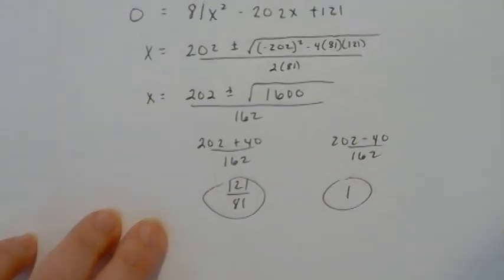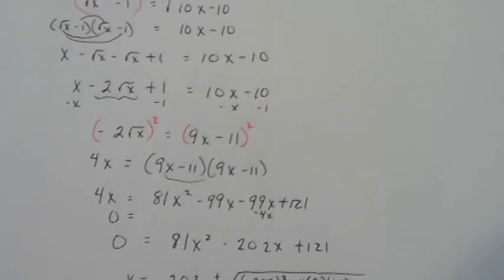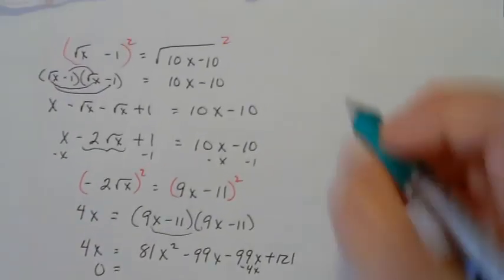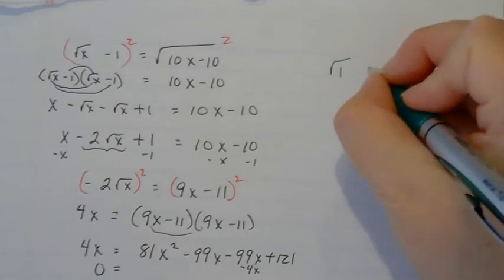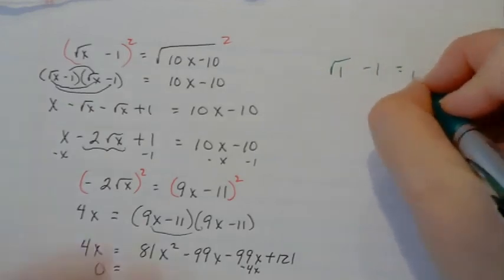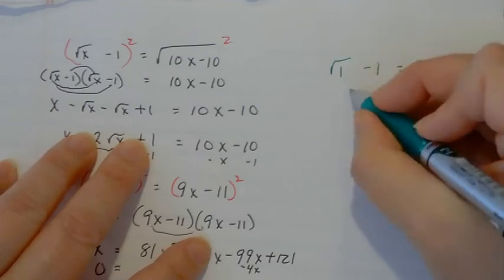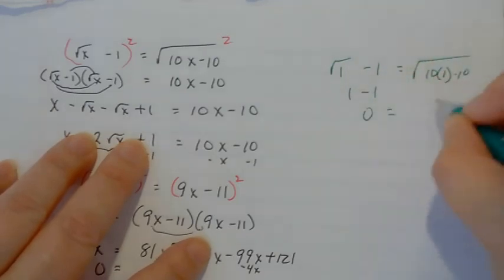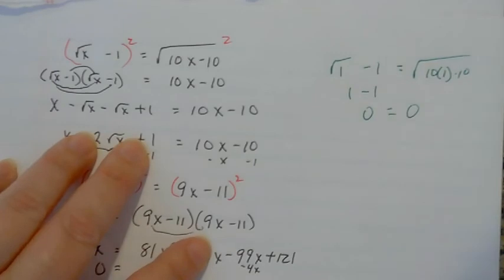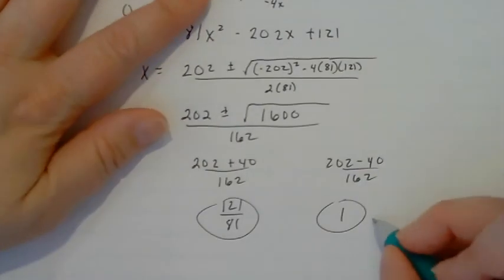I'm going to go back and check 1 first. So I've got square root of 1, subtract 1, equals square root of 10 times 1 minus 10. Square root of 1 is 1, minus 1 is 0, and this would also give me 0. So 1 is good. The solution is good.